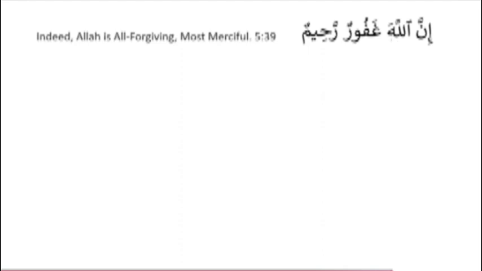Okay, now please tell me, what is the case ending of lafzul jalala? Is it mansub or majroor or marfu? Mansub, ahsant, mansub. Why is it mansub? Because it has fatha. Excellent. Okay. Now, what about ghafurun and rahimun? What about these two nouns?